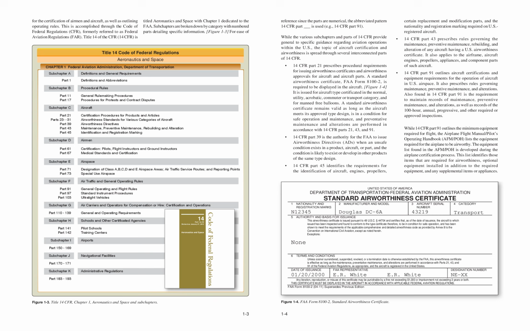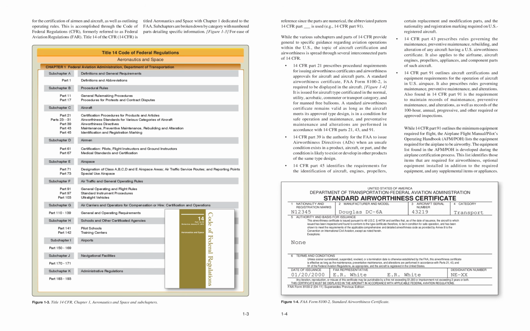Certification procedures for products and articles. Airworthiness standards for various categories of aircraft. Airworthiness directives. Maintenance, preventive maintenance, rebuilding and alteration. Identification and registration. Marking. Subchapter D. Airman. Part 61. Part 67. Subchapter E. Certification, pilots, flight instructors and ground instructors. Medical standards and certification. Airspace.